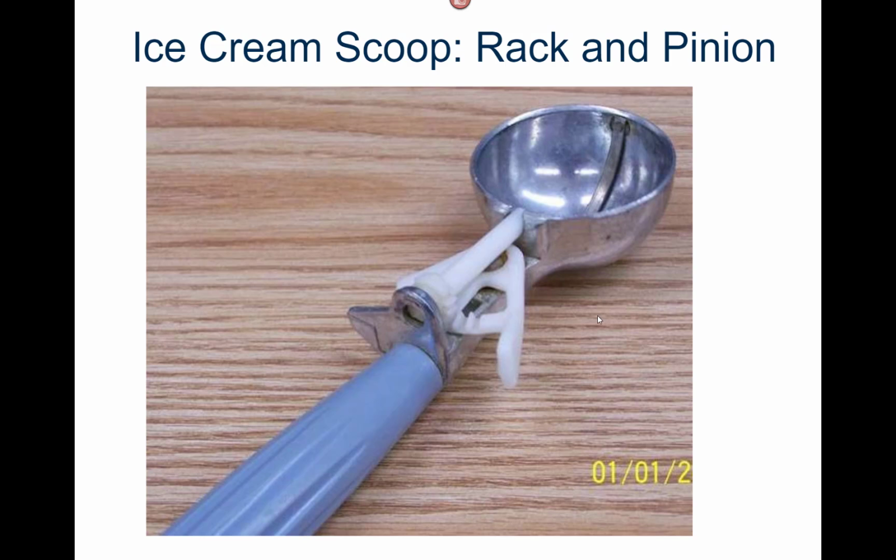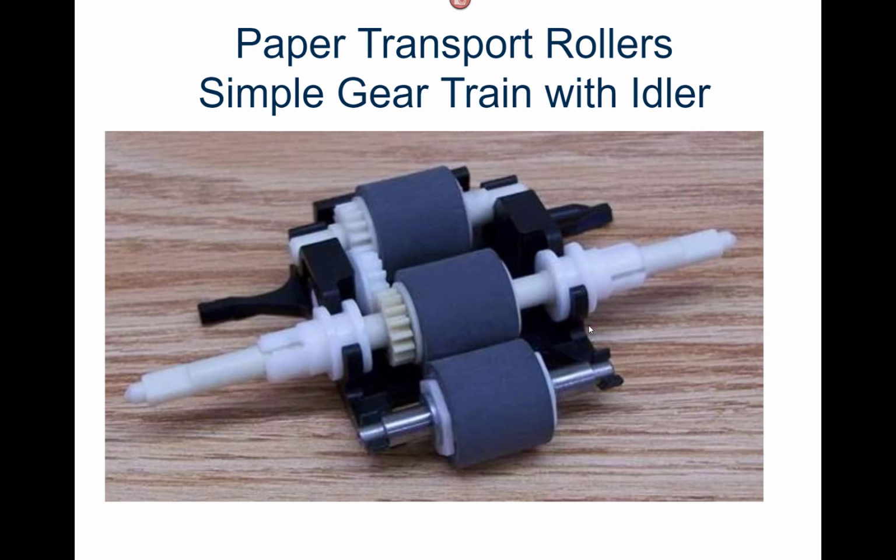The ice cream scoop uses a rack and pinion gear. Paper transport rollers in a printer use a simple gear train with an idler. An idler is a gear that is between two driven parts.